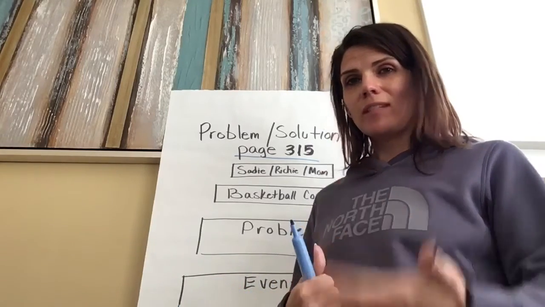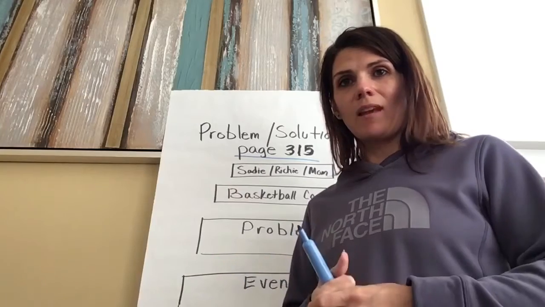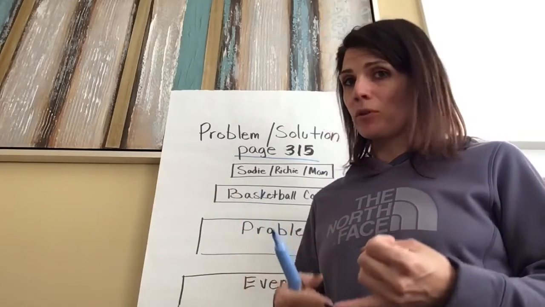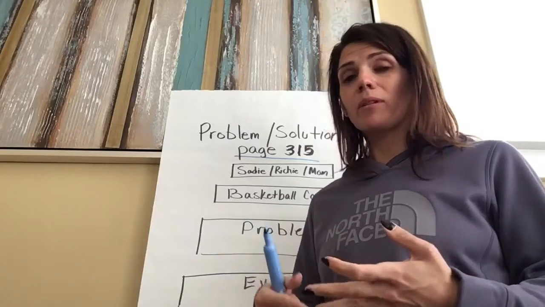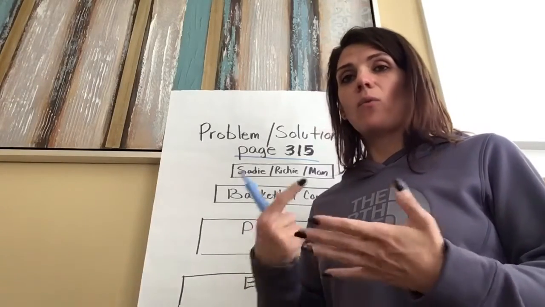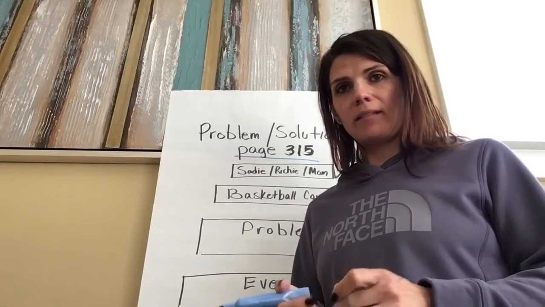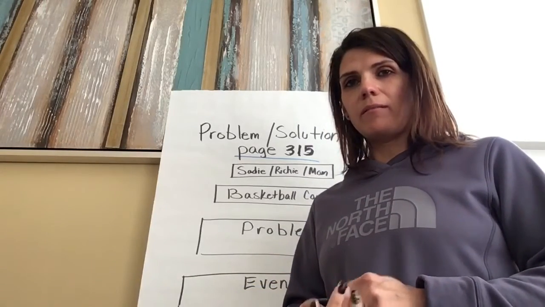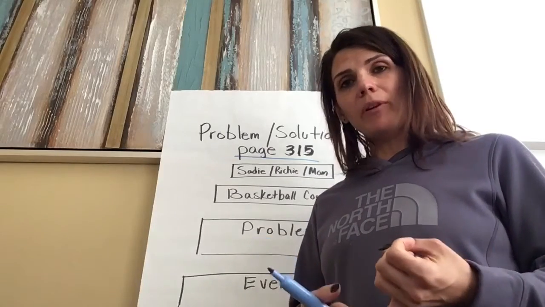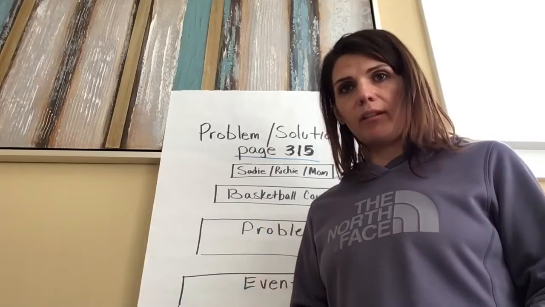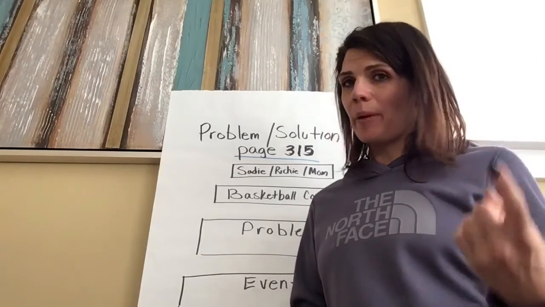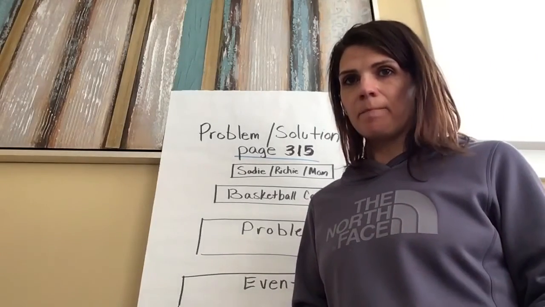Characters, setting, events, okay? So you should be able to tell me in what order the events happened, the important people, okay, when and where it took place, okay? Those are all very important things to be able to tell me. And it also helps you remember and to retell a story, okay?